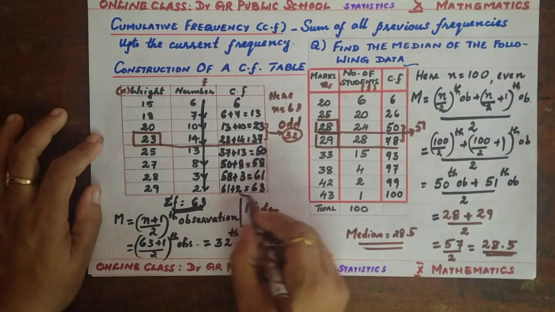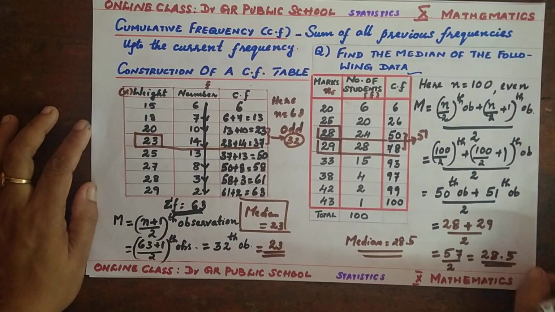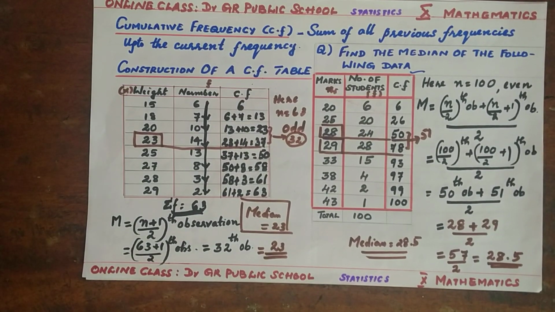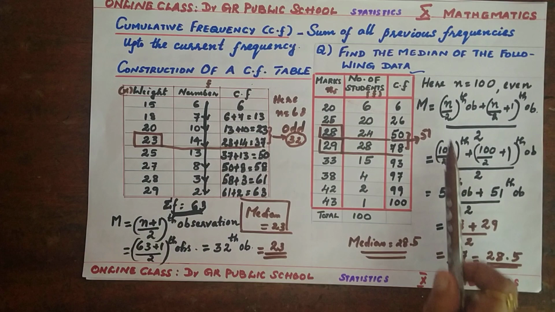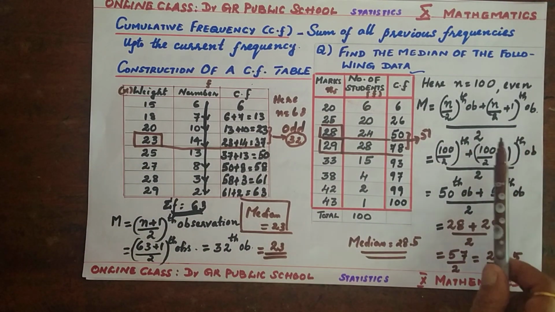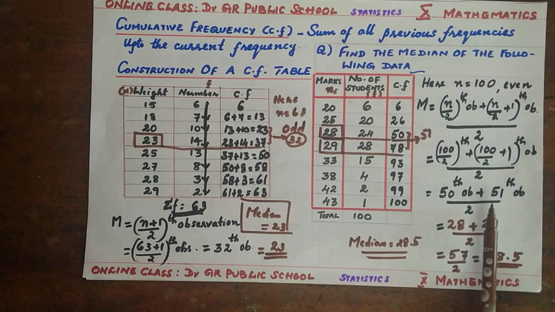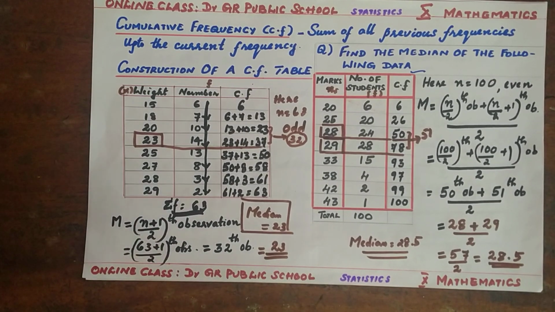I hope all of you understand how to find the median. A very important point, apply the formula itself. The formula is: median equals (n by 2)th observation plus (n by 2 plus 1)th observation, all divided by 2, when n is even. Keep this in memory. If n is odd, the formula is (n plus 1) by 2th observation. So, this much you need to study in the case of finding the median of an ungrouped data.